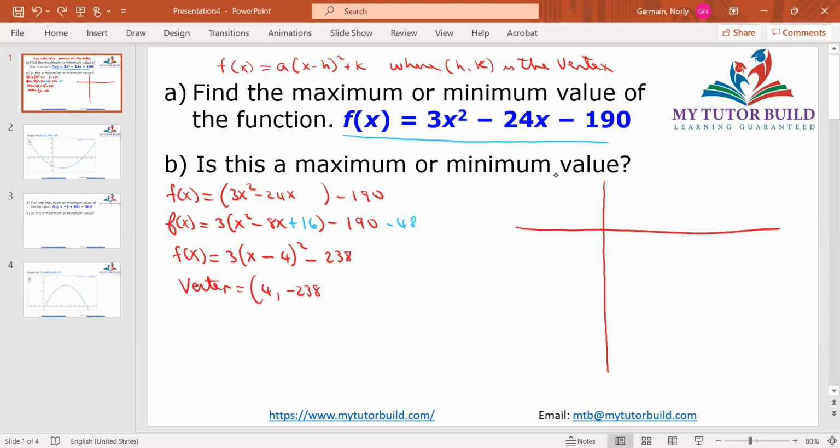Okay, I'm going to identify 1, 2, 3, and 4. Let's do it a little bit bigger. 1, 2, 3, and 4. Now you need to go all the way down to negative 238. So just imagine, I would prefer to count by 20 or by 50, and I assume that negative 238 falls somewhere here because it's a very big number. So this is your vertex now.